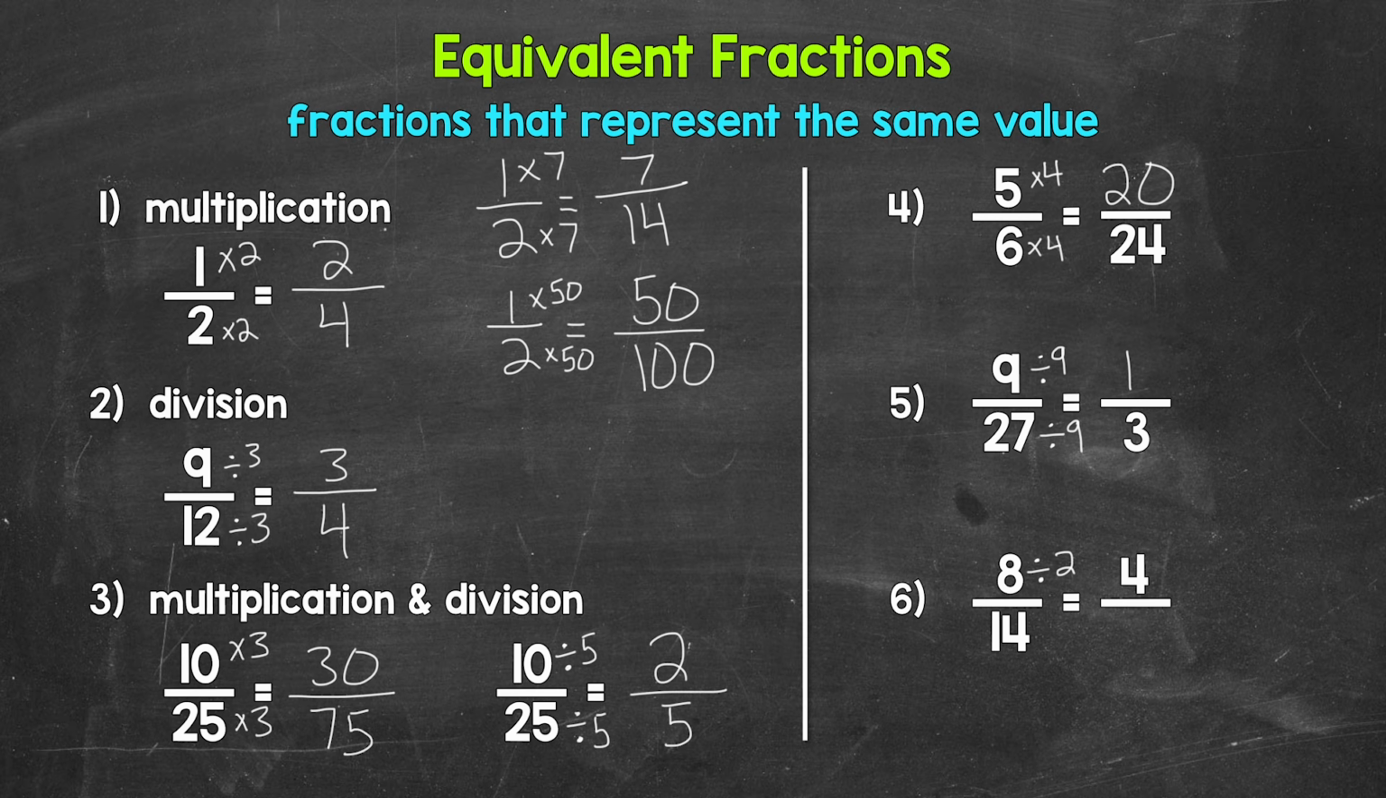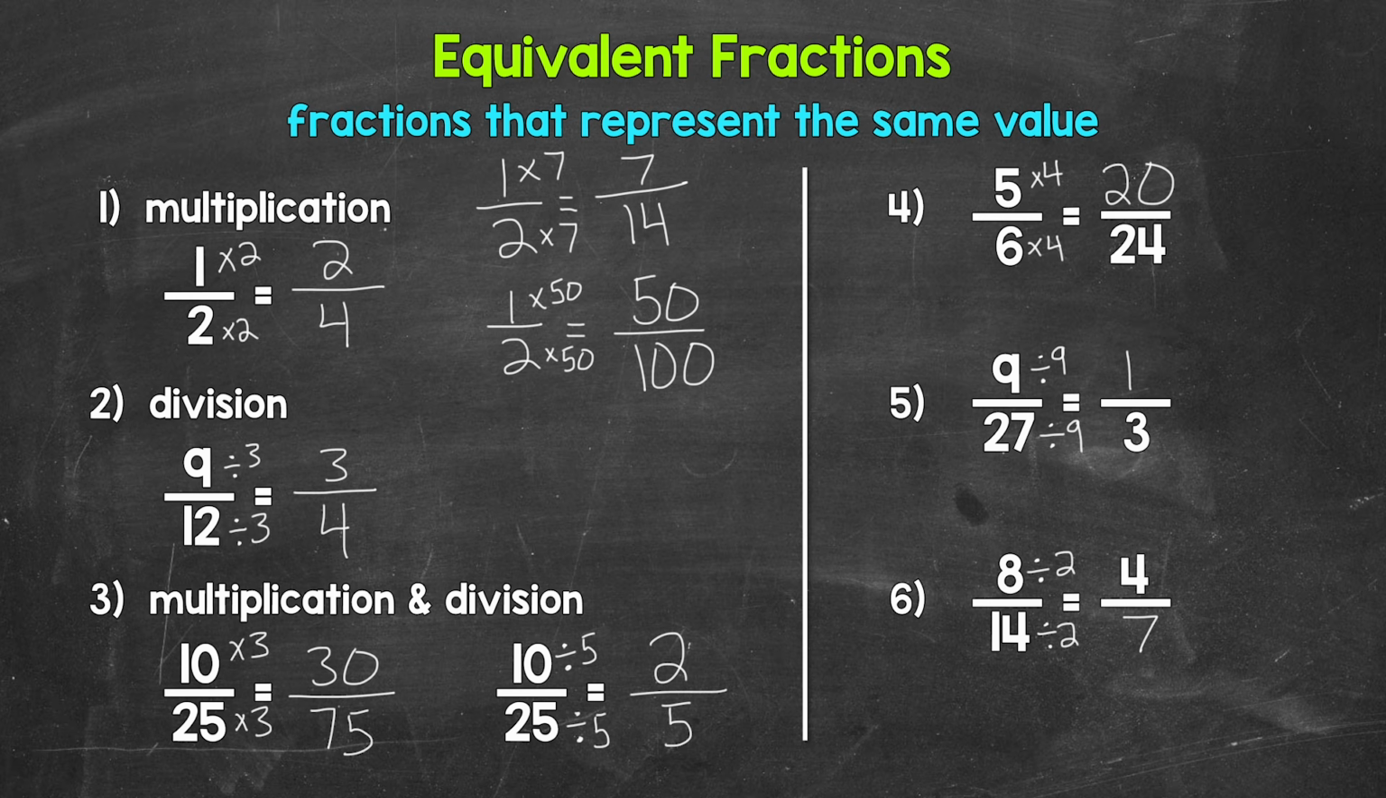Whatever we do to the numerator, we must do to the denominator in order to keep this equivalent. So we have 14 divided by 2, and that will give us our denominator. 14 divided by 2 gives us 7. So we end up with 4/7. 8/14 and 4/7 are equivalent fractions.